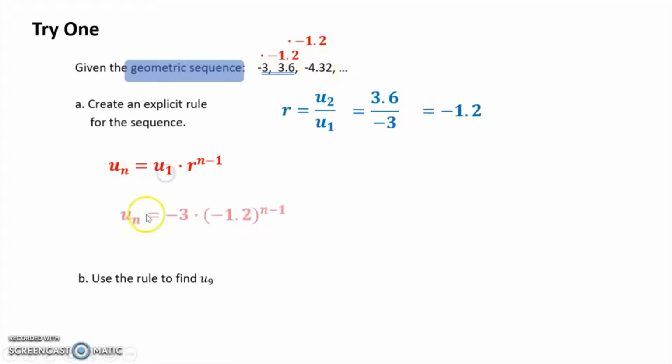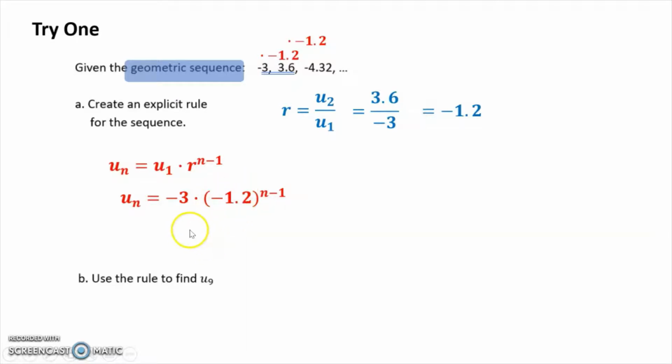So now our rule must be this. Our term 1 is -3. Our common ratio or multiplier is -1.2. Make sure that is also in parentheses. It's important to have those parentheses because then it means that this exponent is applied to this entire ratio, which is what it should be. If you had no parentheses, that would imply the exponent is on the 1.2 and the negative sign is applied afterwards, but it's not. It's part of this number here.